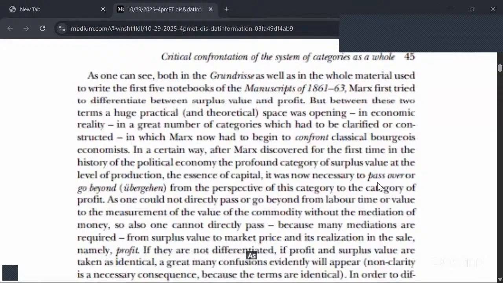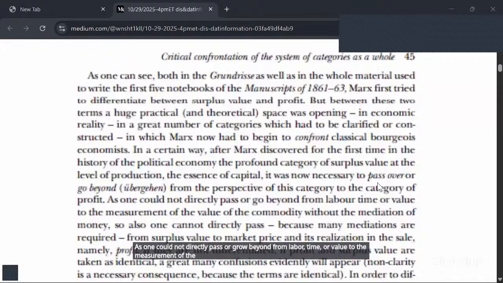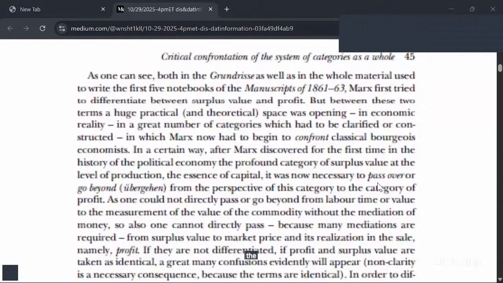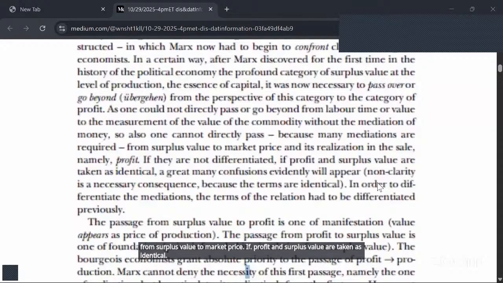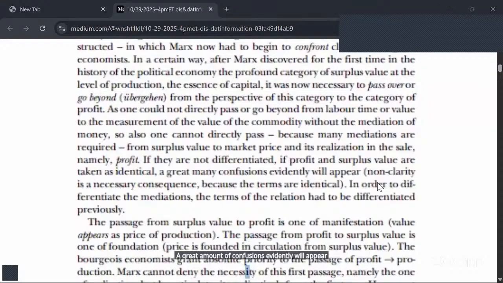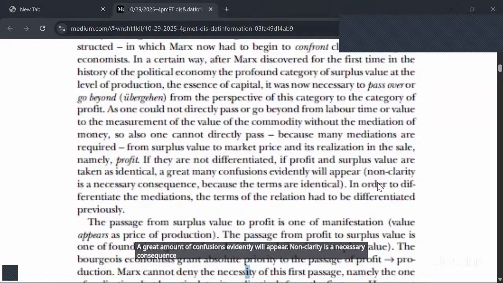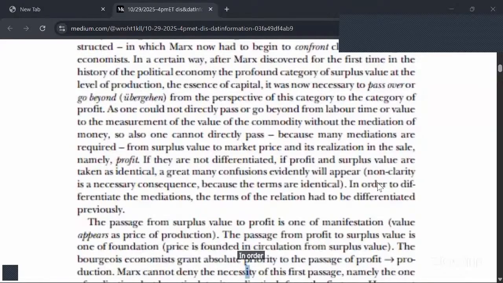As one could not directly pass or go beyond from labor, time, or value to the measurement of the value of the commodity without the mediation of money, so also one cannot directly pass, because many mediations are required, from surplus value to market price, if profit and surplus value are taken as identical. A great many confusions evidently will appear. Non-clarity is a necessary consequence because the terms are identical. In order to differentiate the mediations, the terms of the relation had to be differentiated previously.